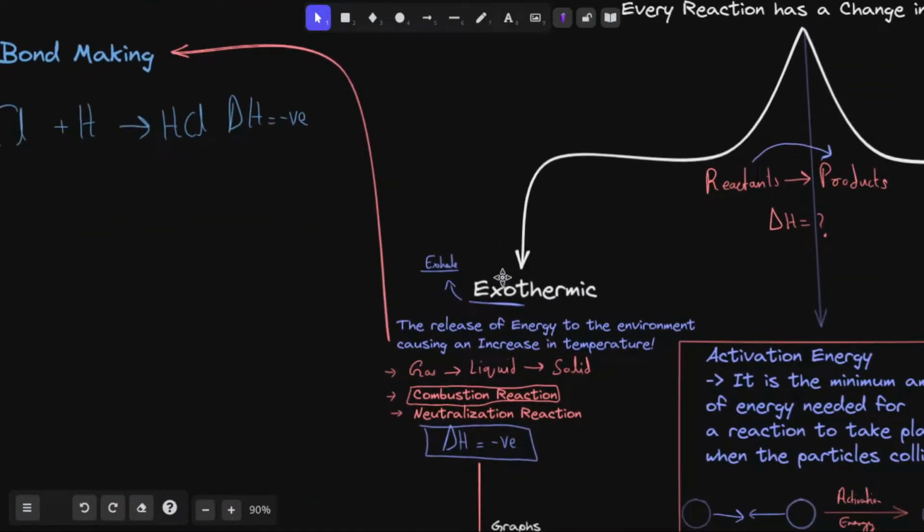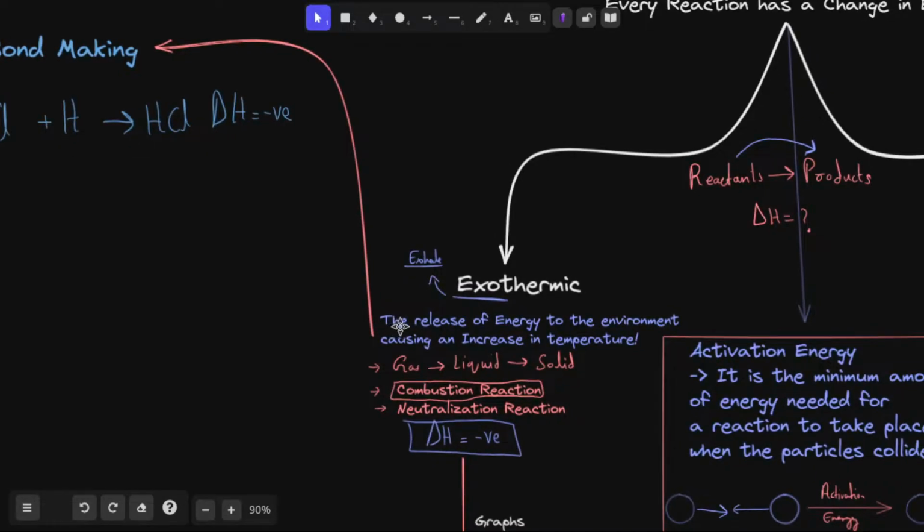So let's discuss one of them. An exothermic reaction is a reaction in which energy is released to the environment, causing an increase in temperature. That is the exact definition of an exothermic reaction. Exo can also be thought of as exhale. Matlab ke jab aap exhale karte ho, to you are releasing something, right? So when we are discussing exothermic, we are talking about the release of energy to the environment.